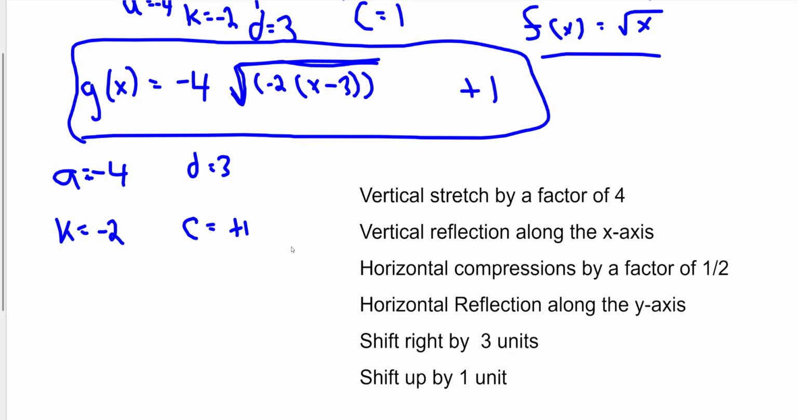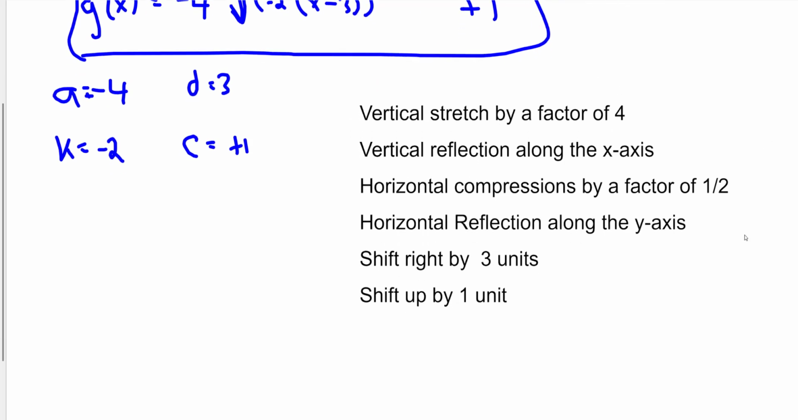It doesn't matter if your parent function is y equals x squared. This wording would be exactly the same. It doesn't matter if your parent function is y equals 1 over x. Because if your a value is these values, the transformations are always these. What's different is your table of values when you graph, because the graph will look different. But the description of transformations, they don't change.